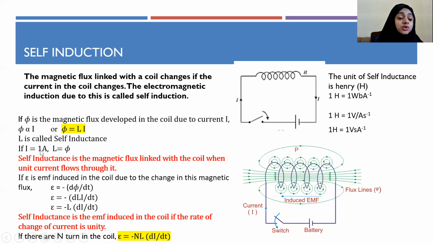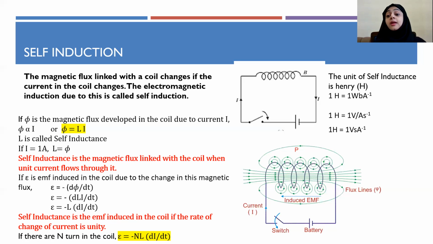So we got two definitions for self-inductance. One is that it is the magnetic flux linked with the coil when unit current flows through it. That comes from the equation phi is equal to Li, where phi is the magnetic flux produced in the coil of wire due to a current I. And another definition of self-inductance is that it is the EMF induced in the coil if the rate of change of current is unity. We get this definition from this expression, EMF is equal to minus L di by dt.